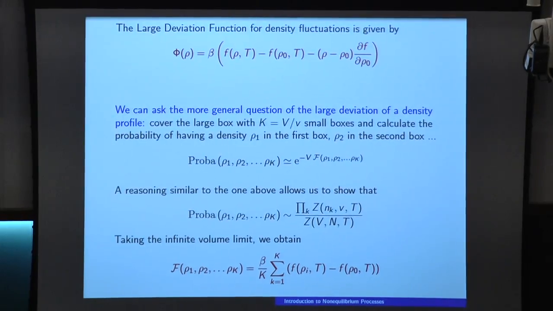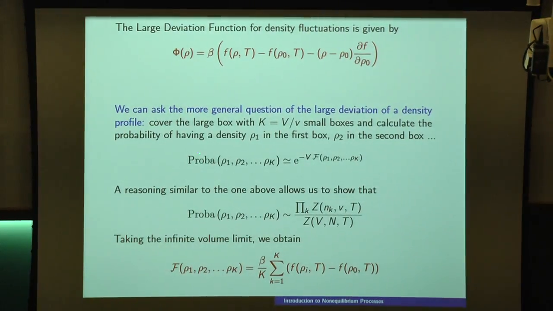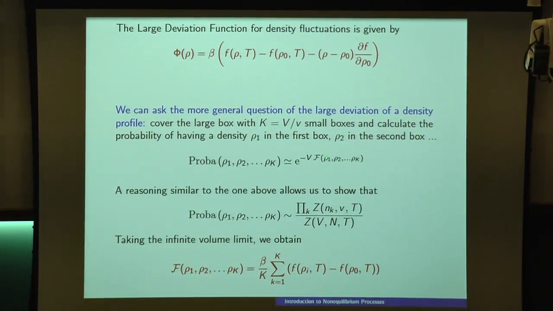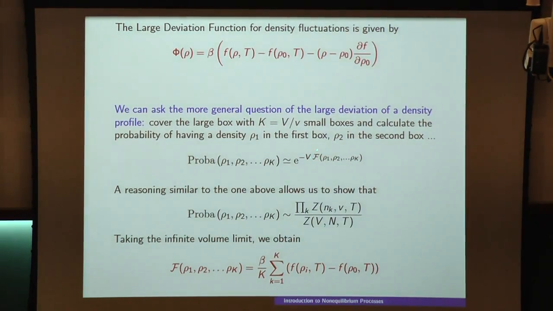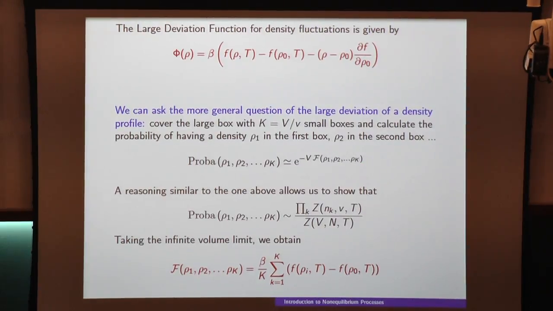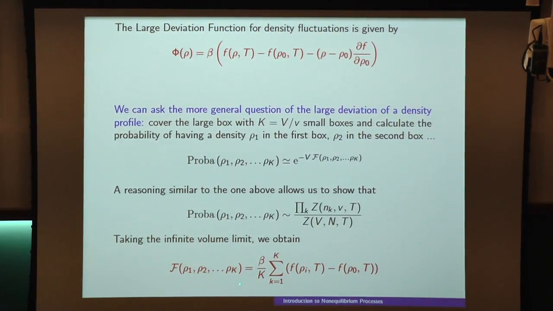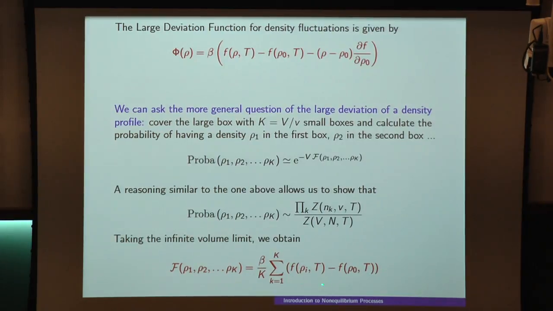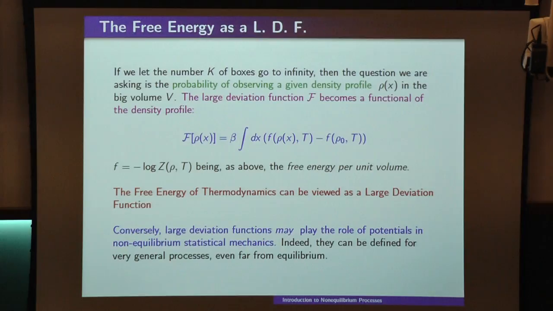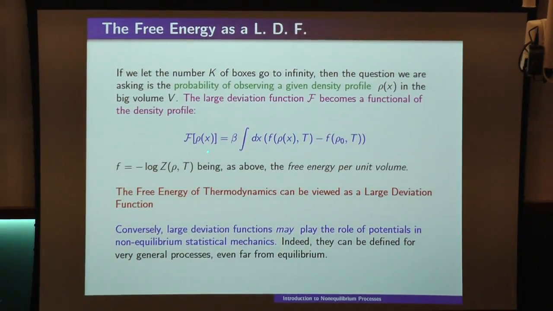We're just discretizing space. A similar calculation will tell you that, again, there will be a large deviation principle, but now f, this large deviation function, is a function of k entries. And if we do the same calculation, we'll find that the probability of observing rho 1, rho 2, rho k is just this simple difference of free energies. And now if we take a continuous number of boxes, we'll have a large deviation functional, which is given by that. Is it clear to everybody?